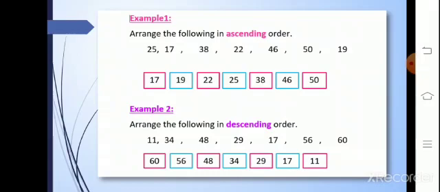The second example is for descending order. Now write these numbers in descending order. So descending, go down. D for descending, D for down. So it means you start from the very greatest number. Which is the greatest number here? Yes, 60 is the greatest number. So you write here 60. Then 56, 48, 34, 29, 17, and lastly 11. 11 is the smallest number. So this order is known as descending order, from greatest number to smallest number.